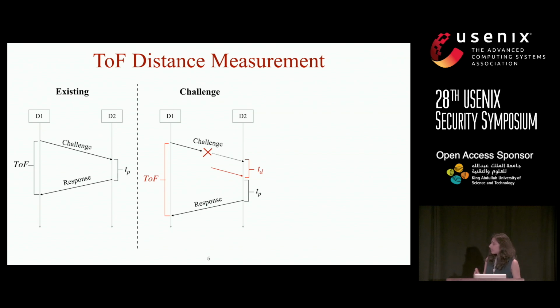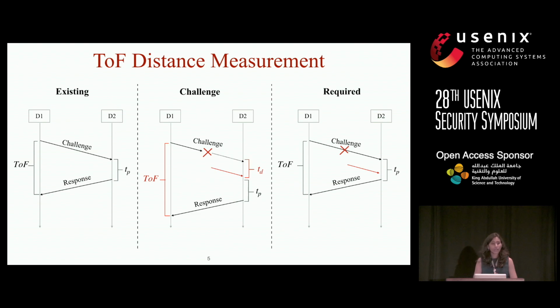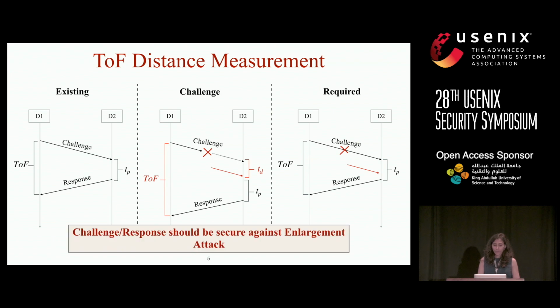The attacker can just cancel this signal, or replay the signal with higher power later in time, creating an effect at the receiver that it calculates time of flight on the attacker's signal and not on the legitimate signal. So we need a kind of challenge-response protocol which is secure against the enlargement attack. We need to design secure challenge responses to prevent enlargement attacks, so that the time of flight estimation is done on the signal transmitted by the legitimate transmitter and not by the attacker.